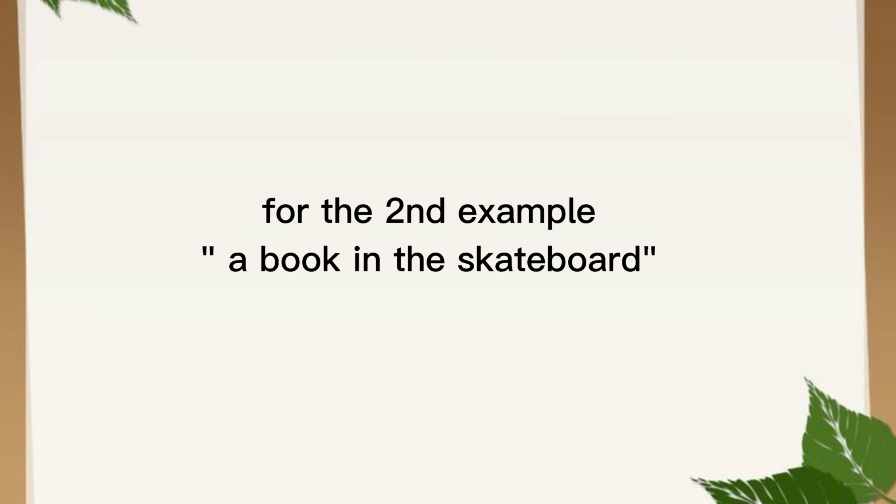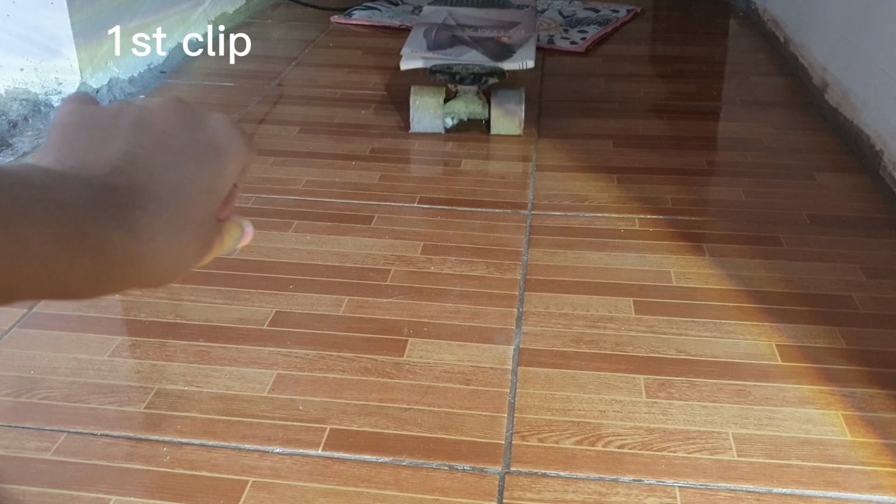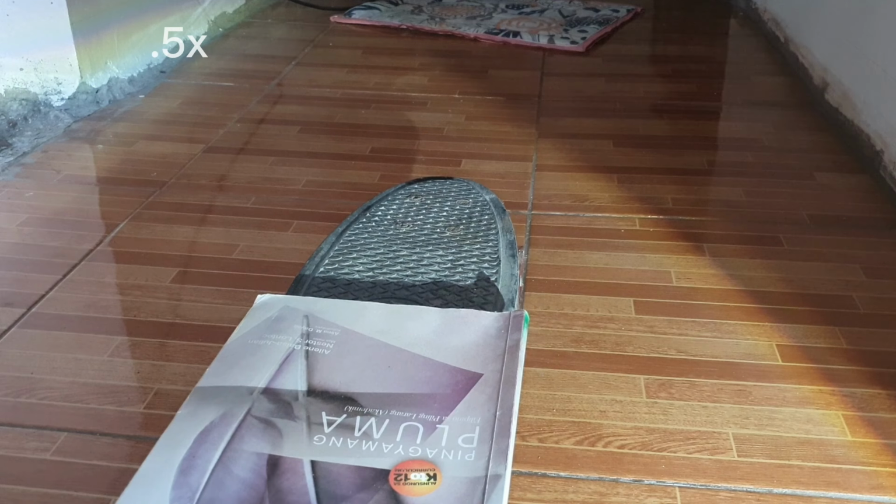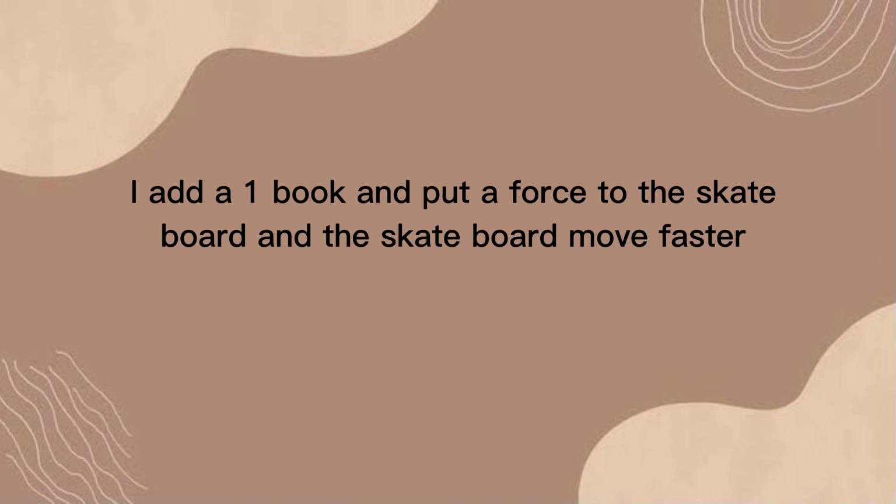The second example is a book on a skateboard. In this first clip, I add one book and apply a force to the skateboard, and the skateboard moves faster because it has less mass.